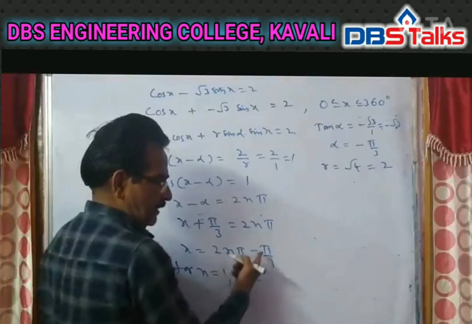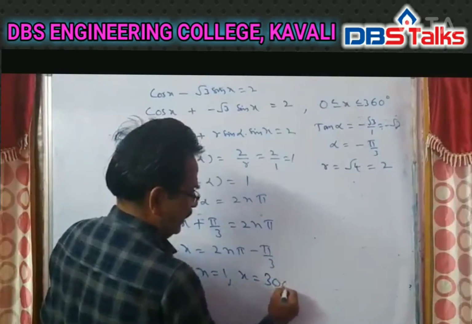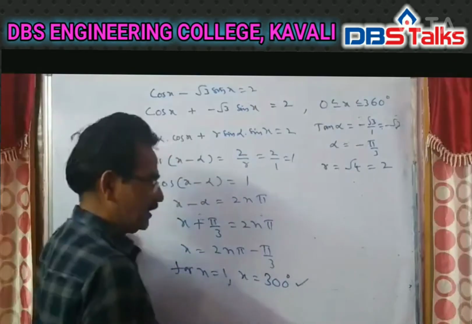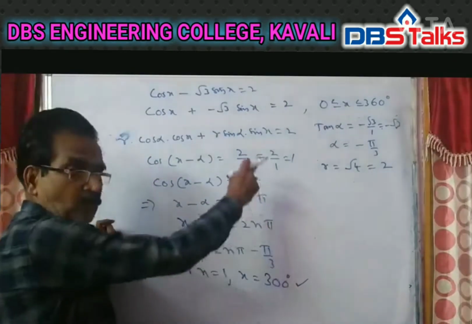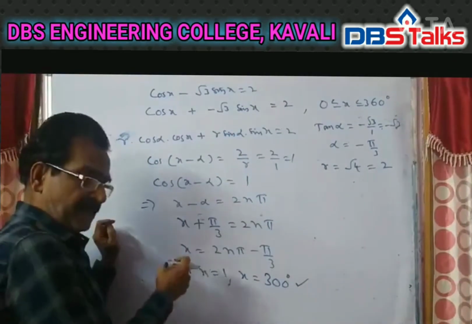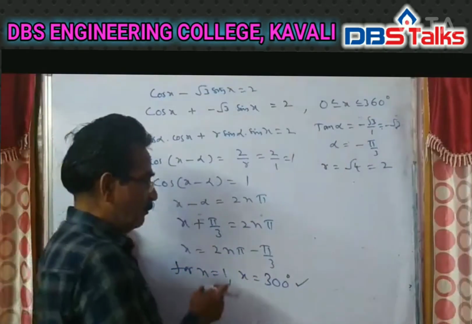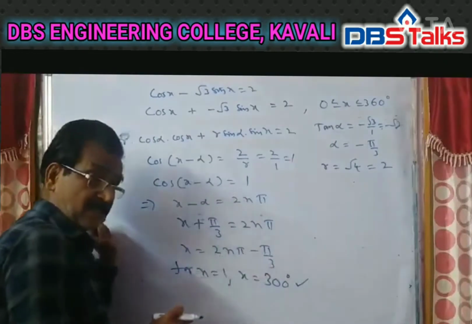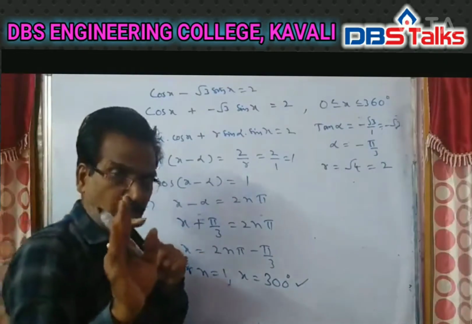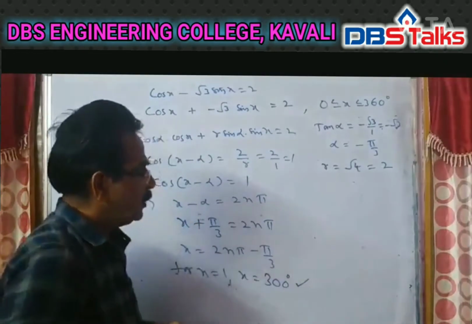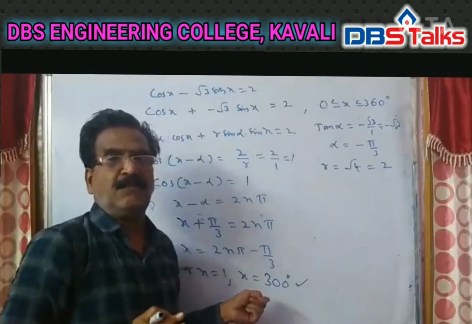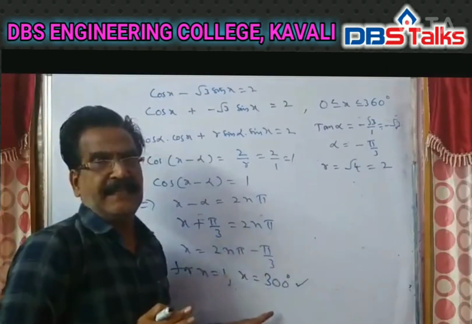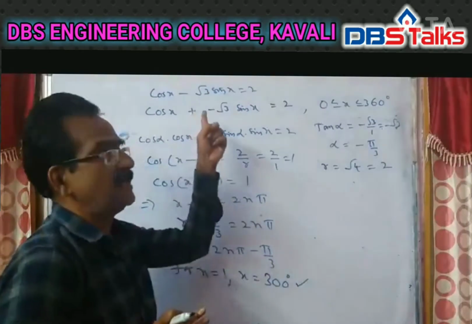That is 300 degrees. This is one solution, and it lies between 0 and 360. If n is equal to minus 1, minus 2 pi is minus 360, minus 60, it becomes minus 420. We don't want that value. So the only solution is 300 degrees. This is the solution for this problem.